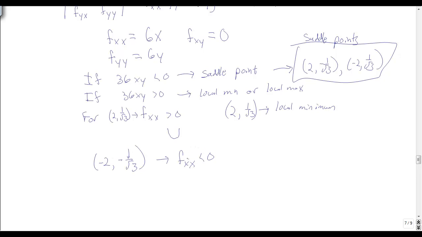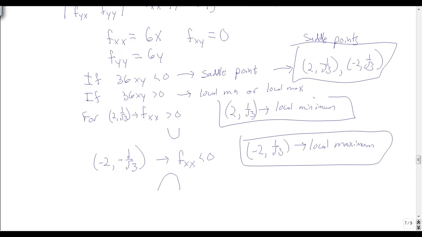And so what I'm saying is my derivative is 0, and my derivative is decreasing, which means it has to go from positive to negative. So it's going to be positive like this, and then decrease, so that's a local max. So (-2, 1/√3) is my local maximum. So we found 4 critical points: 1 local max, 1 local min, 2 saddle points. And a saddle point means it's a local min in the x direction, but a local max in the y direction, or vice versa.